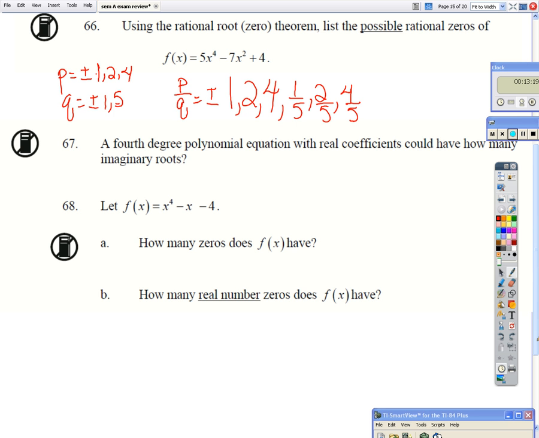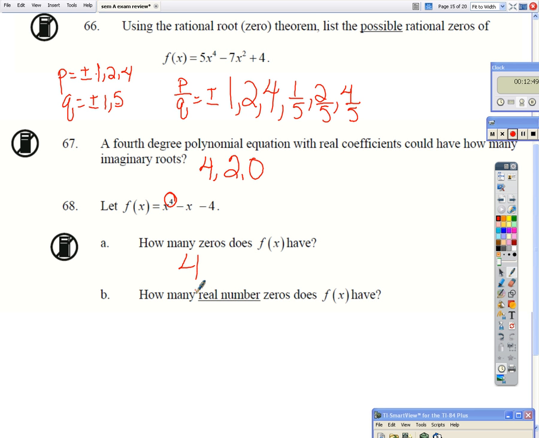A fourth degree polynomial with real coefficients can have how many imaginary roots? Well, 4 could be the most. It could have 2 or it could have none. Because the degree is 4, there are 4 zeros.